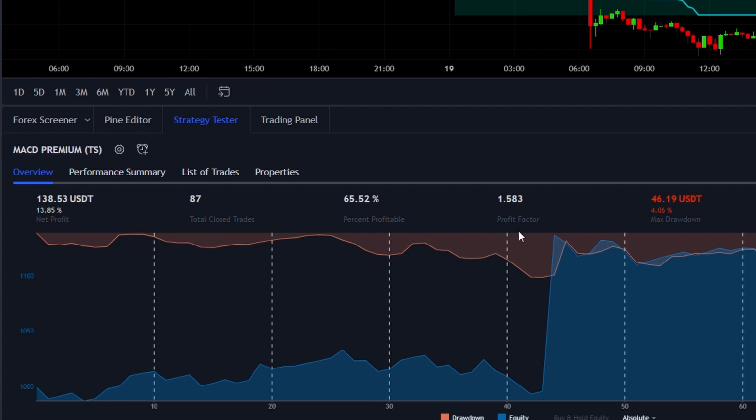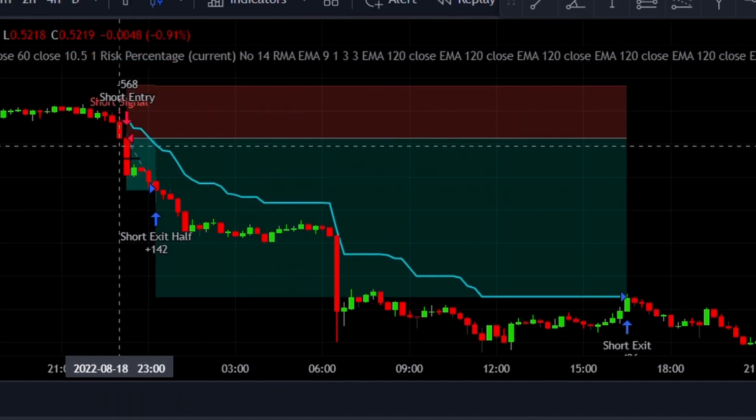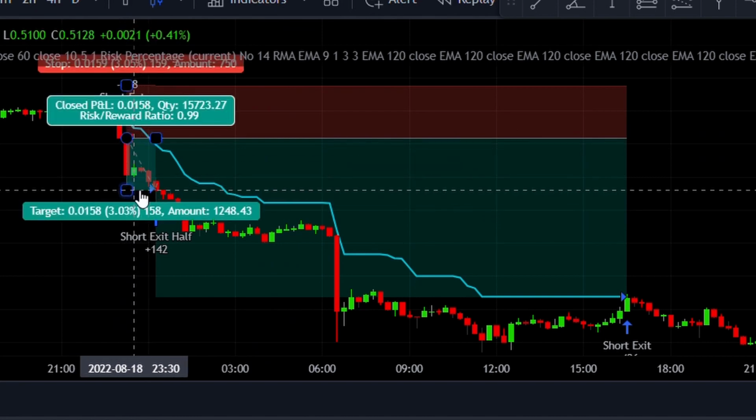The profit factor is above 1.5, which is great, but if you take a look at the equity curve, you can see that most of the profits were made with only one trade, and the reason for that is that this optimization uses a 2-step take profit with a super trend trailing stop loss. The first take profit level is at a 1-to-1 risk to reward ratio and it exits with 25% of the position.